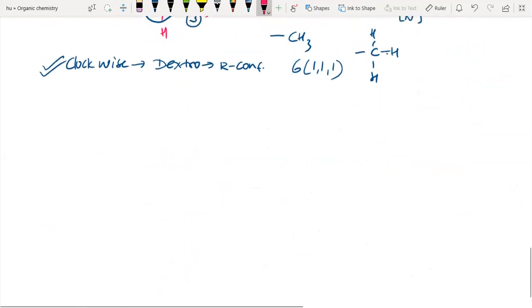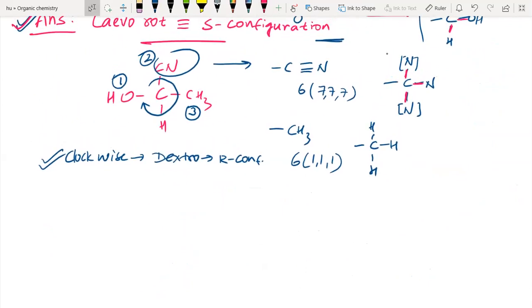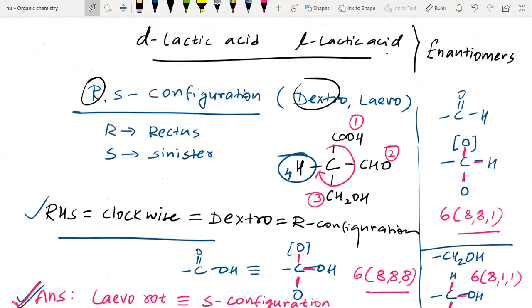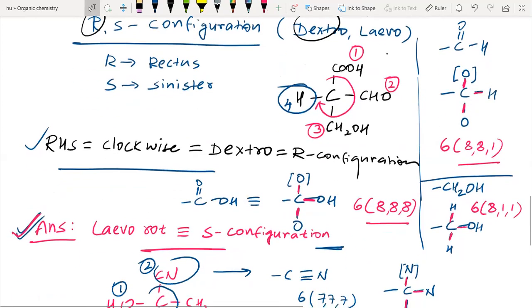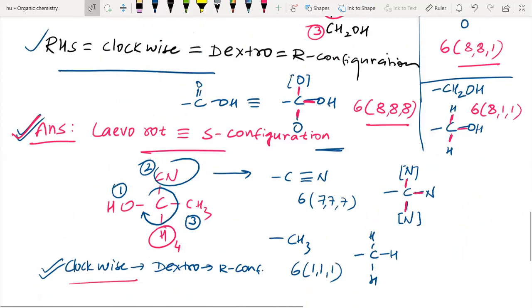But in this case, it will remain as it is. It means this given compound is dextrorotatory and has R configuration. Why like this? Because you see this number 4 is present at the bottom. If it is present at the bottom or top, whatever configuration you get remains the same. You don't have to change. So this was all about finding dextrorotatory and levorotatory substances without the help of plane polarized light.